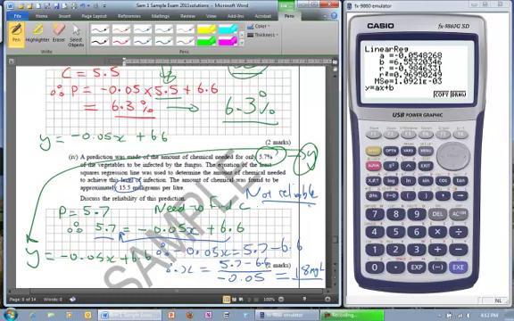Cool. And that's the last part of the stats paper. So those are the kind of things you may find in the exam.